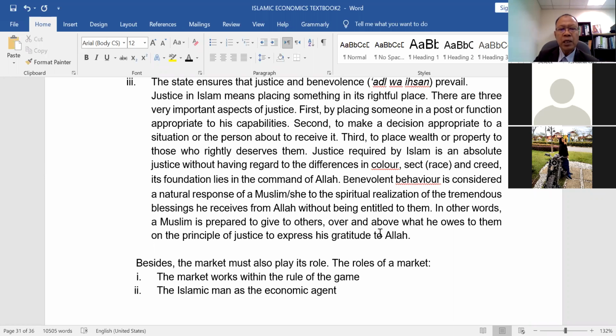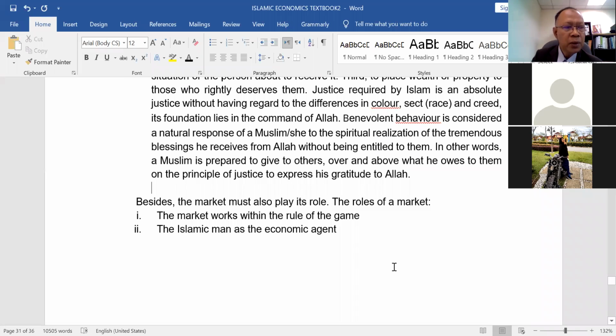Besides that, the market must also play its role in having a harmonious relationship with the state or the government. The role of the market is number one, the market works within the rule of the game. Means the market must observe what is permissible and what is not permissible, what is halal and what is haram. So only goods and services which are halal and tayyiba can be sold and exchanged in the market. Goods and services which are haram and prohibited cannot be exchanged in the market.